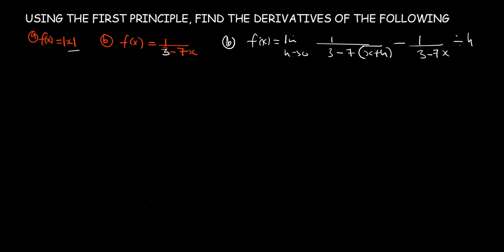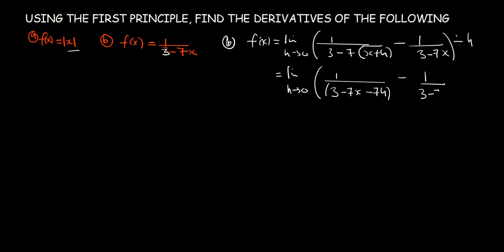Alright, so I'm dividing throughout by h. So I'll say again, limit as h approaches 0. Then what you are going to do is just a matter of grouping. So I'll distribute the negatives. So I'll say 1 over 3 minus 7x, then minus 7h, like that, right? Okay. Then there is minus 1 over 3 minus 7x, like that. Okay. So then divide by h.